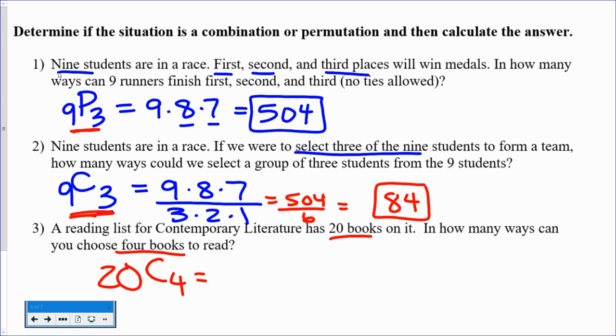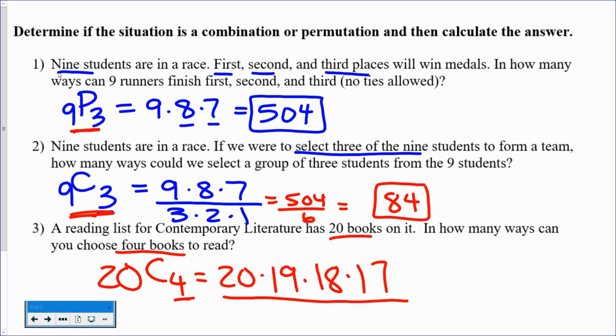Okay, you can use your calculator button. If you're going by hand, I'll start with 20, 19, 18, 17. I stop at 17 because that is the 4th number. For combination, I must divide by 4 factorial. You can multiply out the top, multiply out the bottom, divide it by 24. That'll work. And then we'll get 4,845.